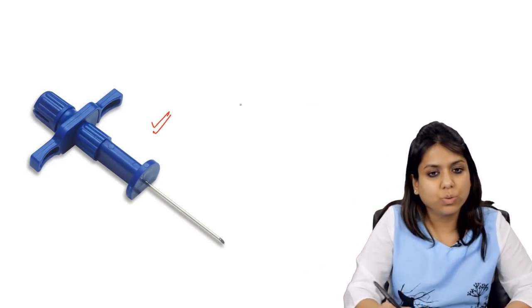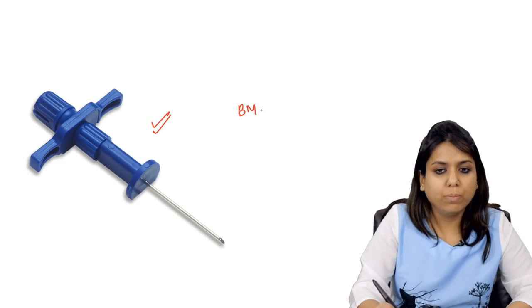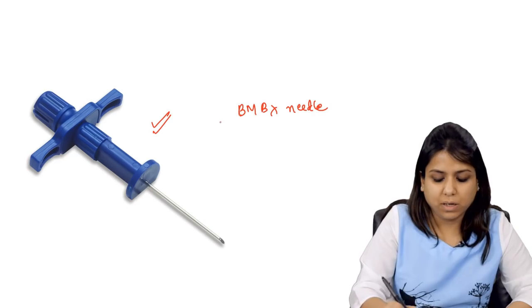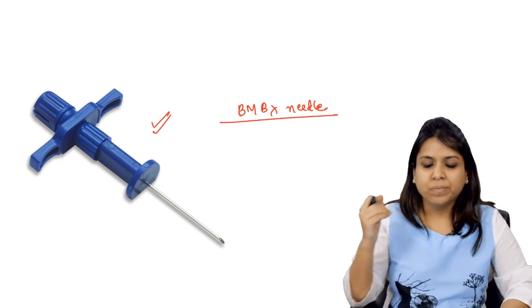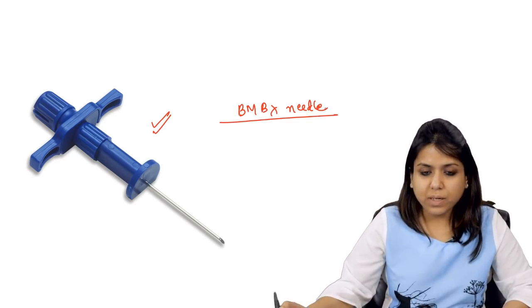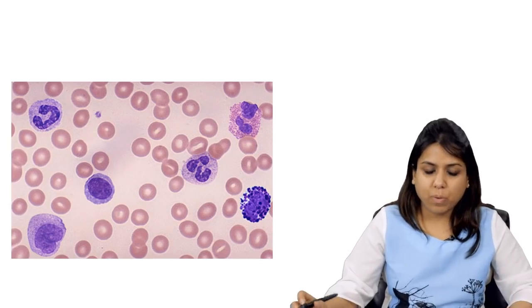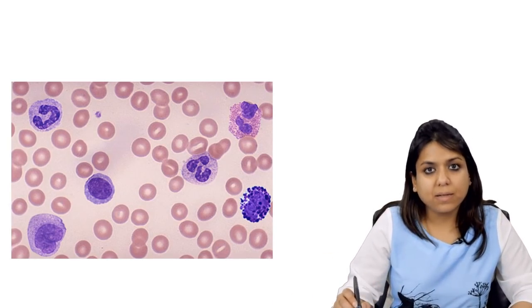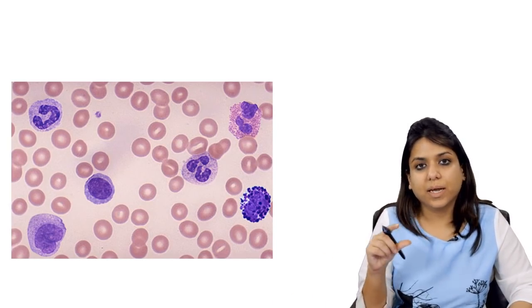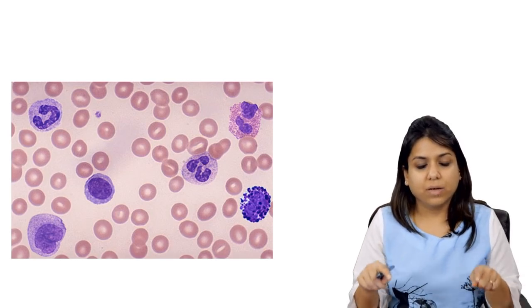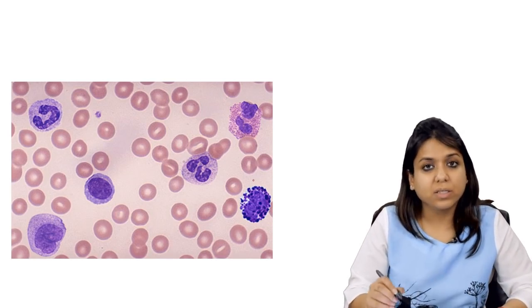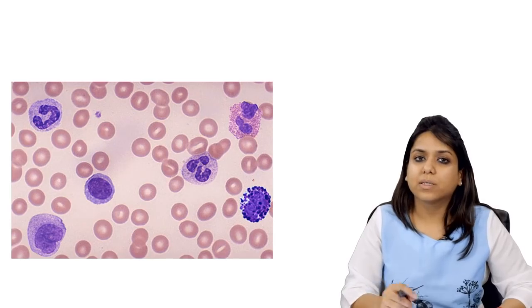Similarly, students, the next image, if such kind of image is shown, this is also a bone marrow biopsy needle or a bone marrow aspirate needle. Names I have already told you. Clear? Next image, students, very important image. It's a basic thing, and last year students in AIIMS exam, there was a question. They've given the slide, they have marked a cell and asked, what is this cell?